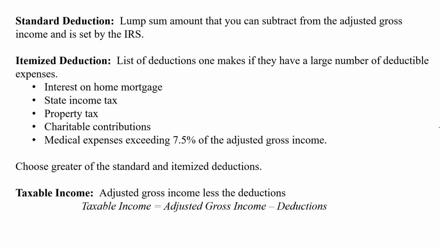And then you're going to choose the greater, either the standard or the itemized. And then your taxable income is your adjusted income less the deductions. So basically, you just subtract the two and you get your taxable income.